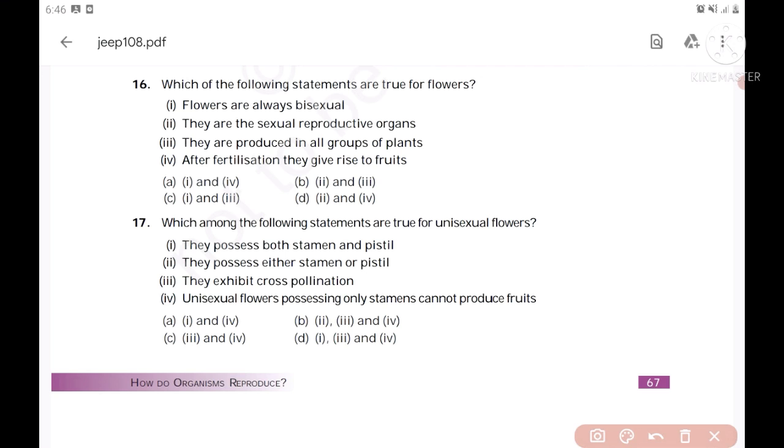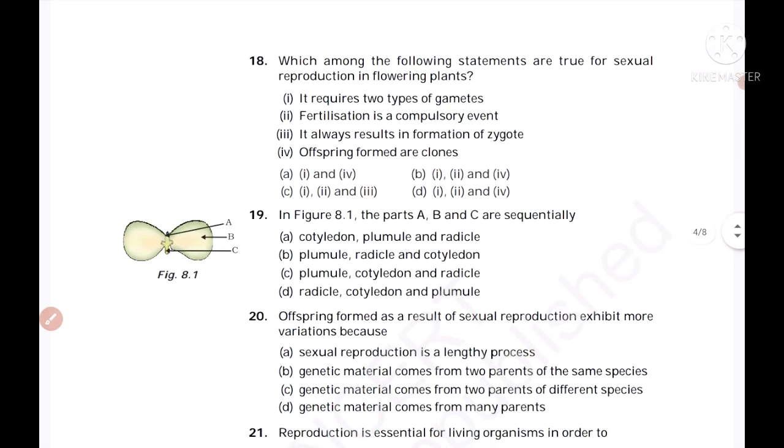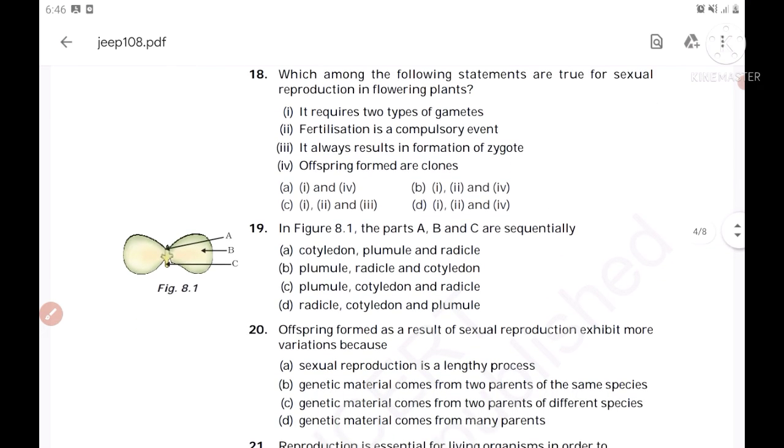So what were the options? 2, 3 and 4. B. We'll go for the next question. Which among the following statements are true for sexual reproduction in flowering plants?